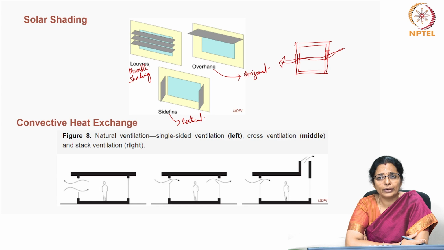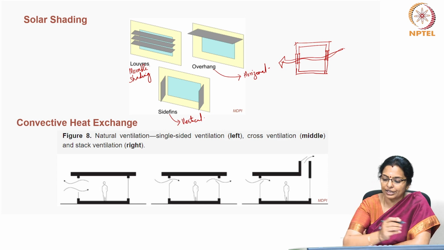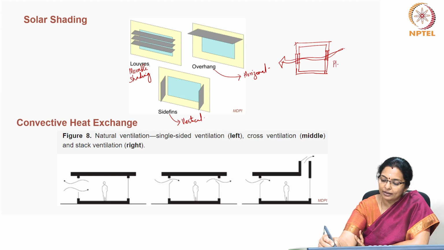You have stack ventilation, which utilizes the principle of warm air rising and cool air sinking. Why? Because warm air is lighter and cool air is heavier, and this creates a natural airflow, often with openings at high and low points to facilitate circulation. So, this is the plan.